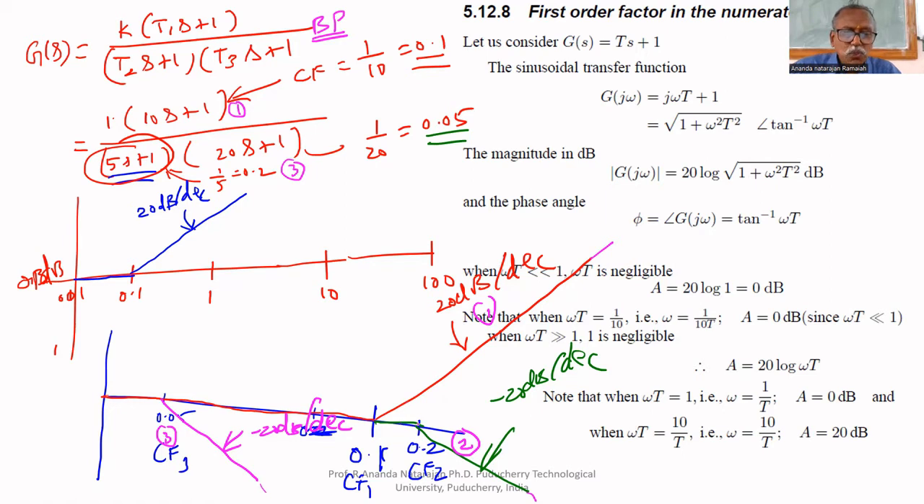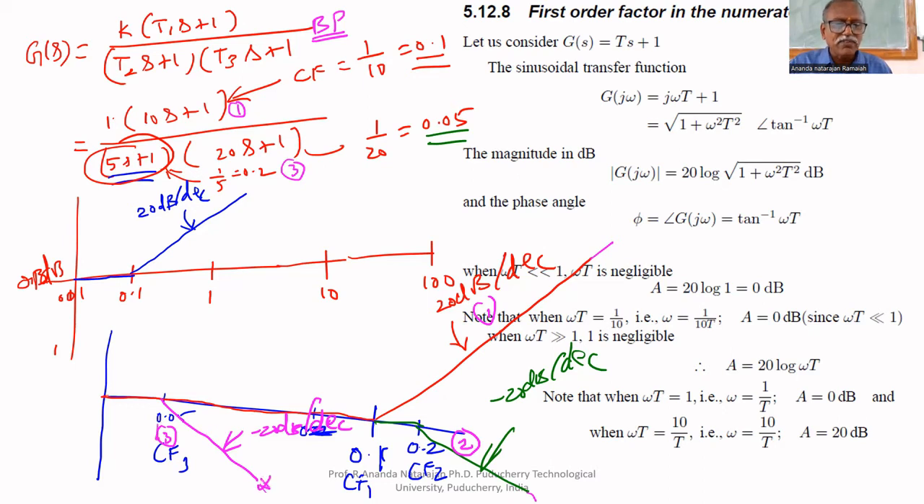Up to 0.02, the second factor is 0. Up to 0.1, the first factor is 0. Up to 0.05, the third factor is 0. So after 0.05, some value is there. Am I correct or not? It is not 0. After 0.05, it is not 0.